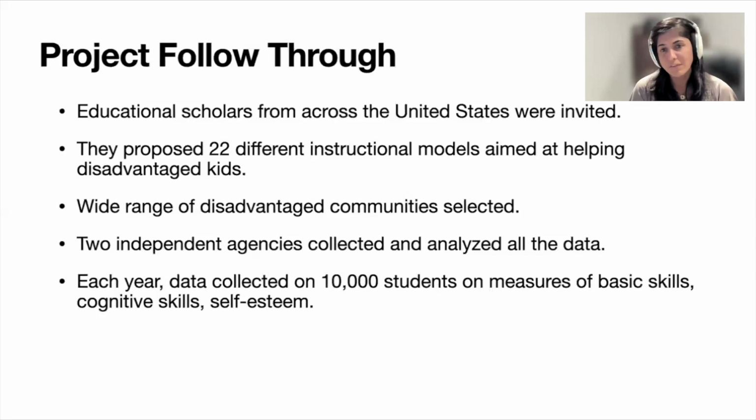So this is how they designed the research. I'm going to walk you through it. Top educational researchers from all across the United States were invited to tackle the question about how to help disadvantaged children's success in the early primary grades. All the best minds of the best universities were invited to participate. Educational scholars from across the United States all proposed instructional models that they thought could or would help struggling kids. I think there were 22 different models of instruction that were put forward.